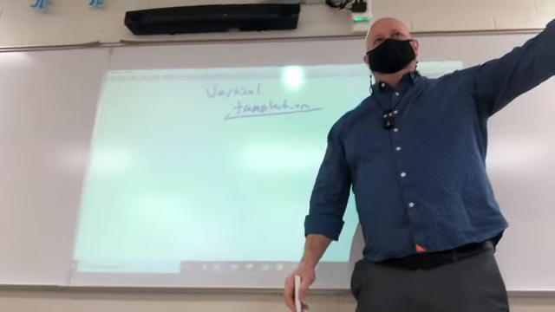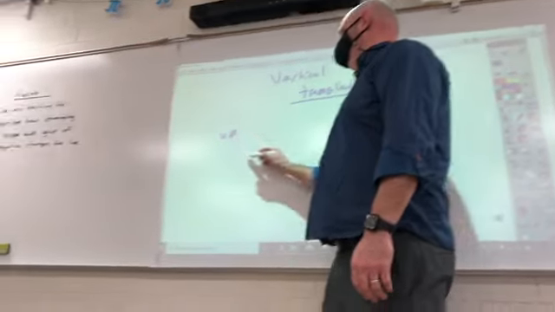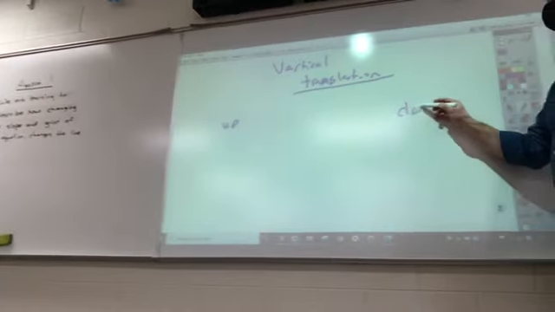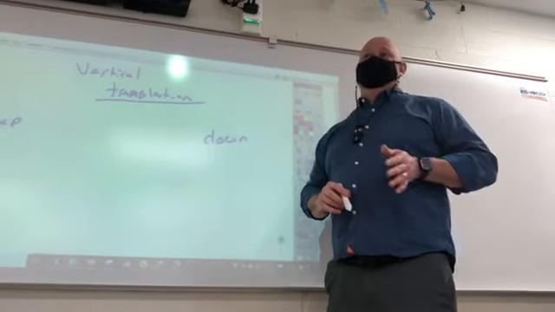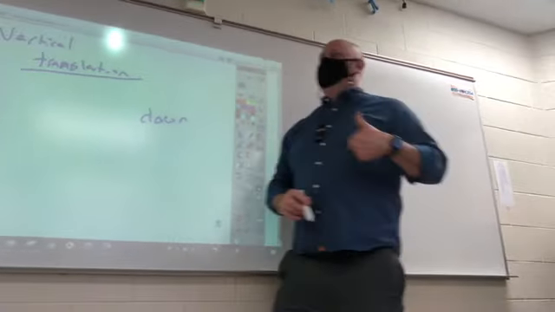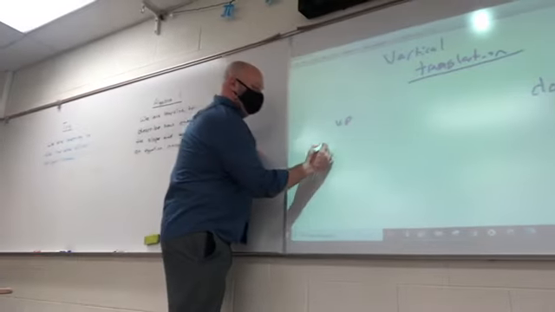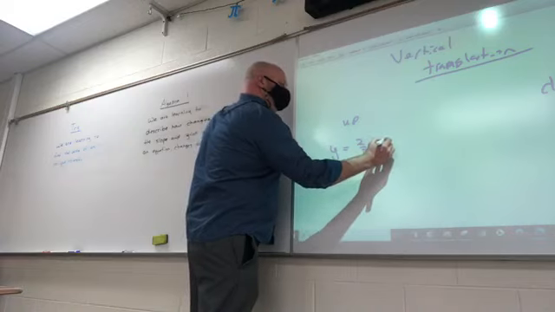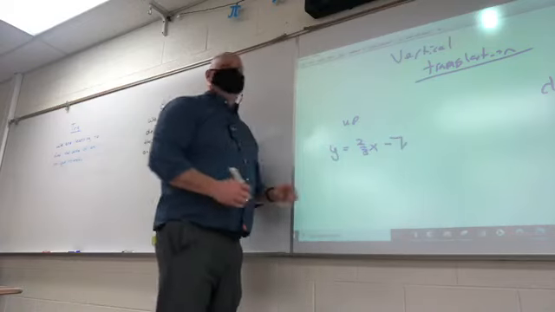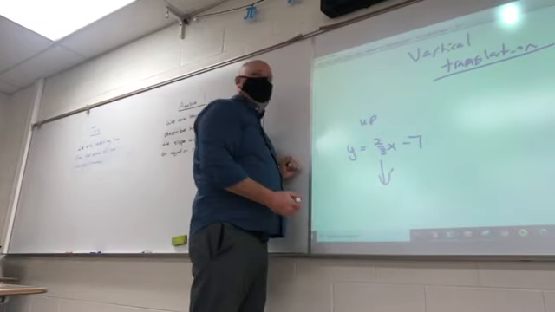What's vertical mean? So basically we're moving up or down. Basically we're just sliding something up or moving it down. If you move it up, what happens to the equation? Instead of y equals 2/3 x minus 7, what would an up movement be? This equation would become what?